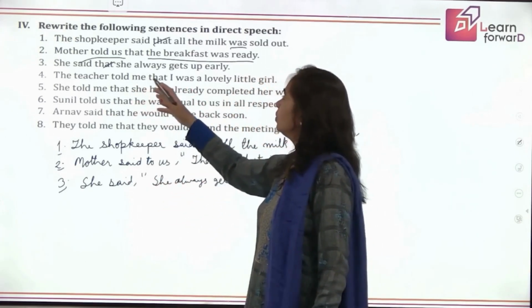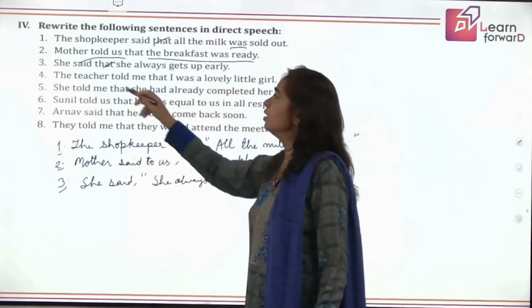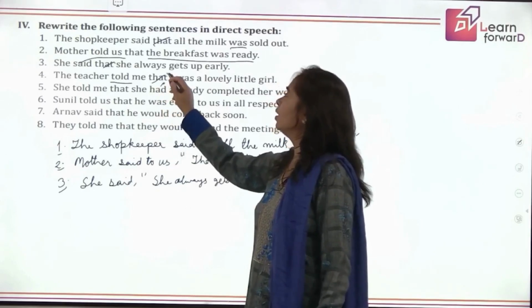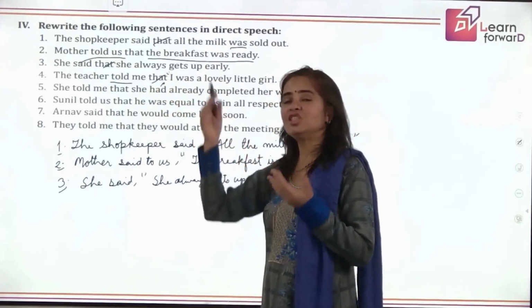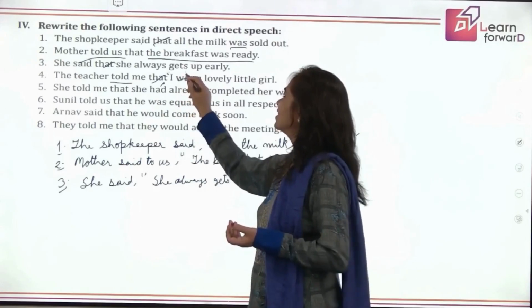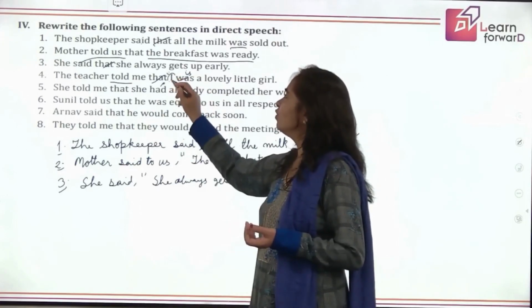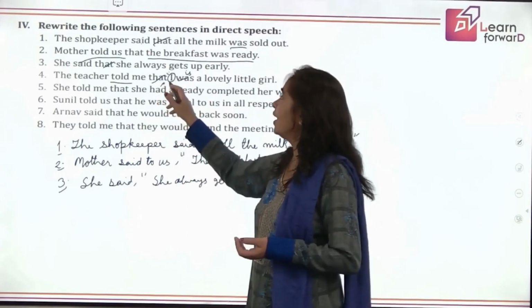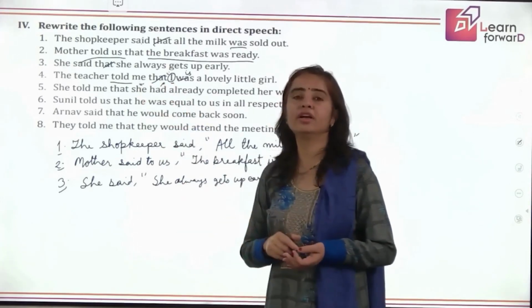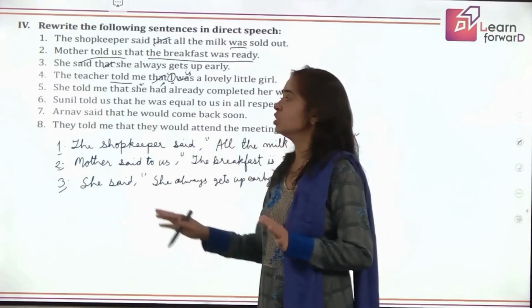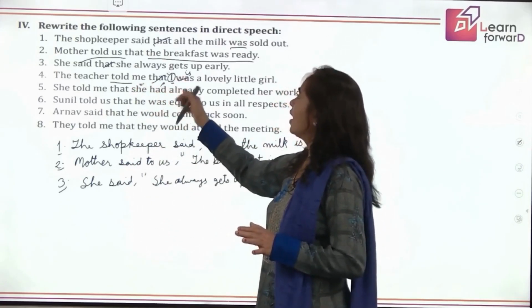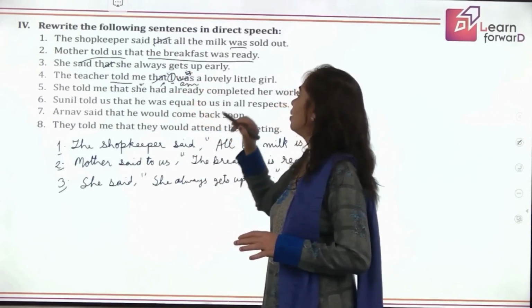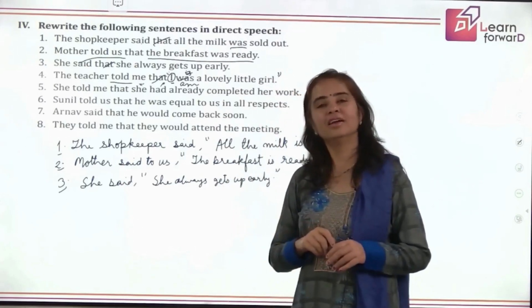The teacher told me that I was a lovely little girl. The teacher said to me, remove that, put comma, inverted commas. Was will change back to is. And first person I. The teacher said to me. I has come from the object which is already first person, so you will not change it. The teacher said to me, I, it will not be is. With I, what do you use? Am. I am a lovely little girl, and close the inverted commas.